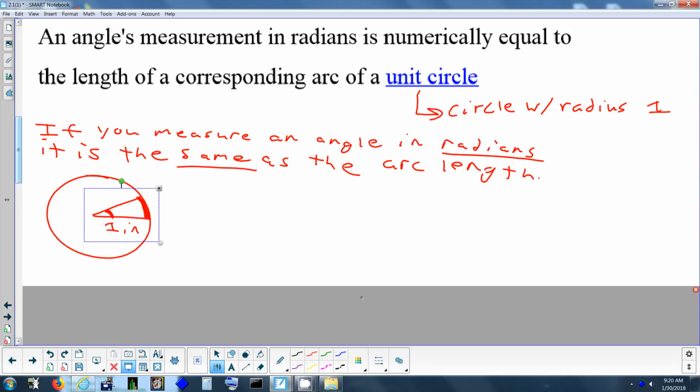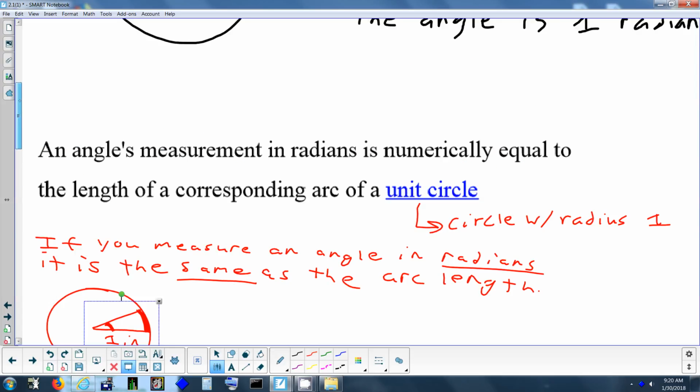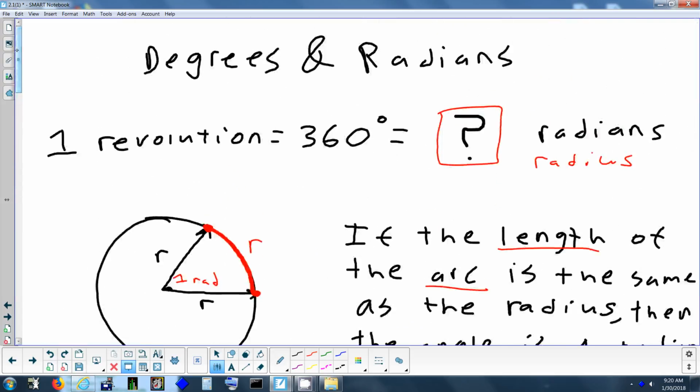All right, so now if we can figure out some kind of connection between the size of an angle and the size of the arc, then we can figure out this question mark. So the question mark is to figure out how many radians in 360 degrees. Right? If I was tracing my pencil and I went 360 degrees, how far around the circle would I go? Yeah, 1 full time, right? I go all the way around.